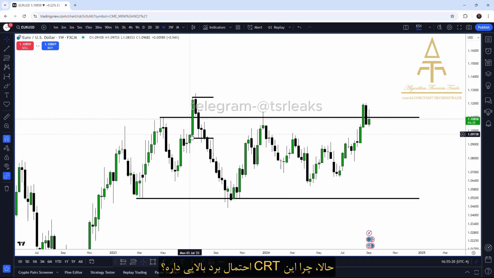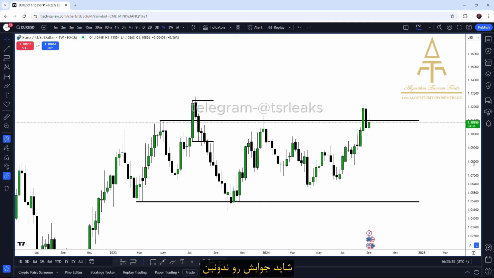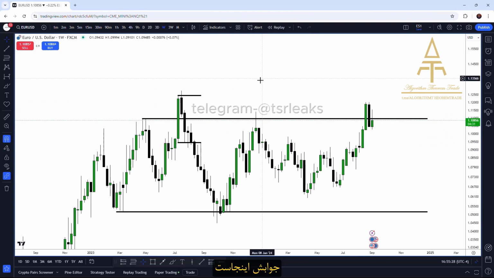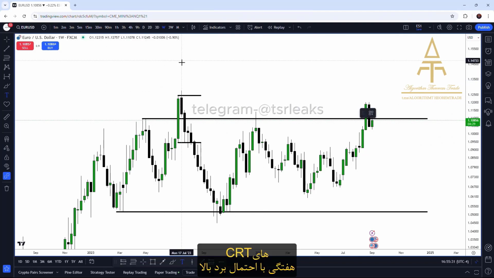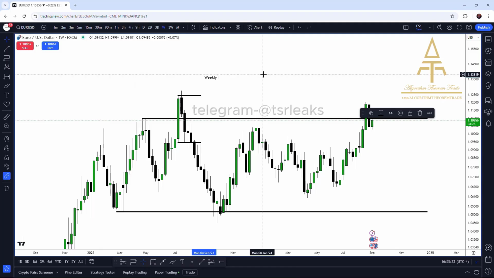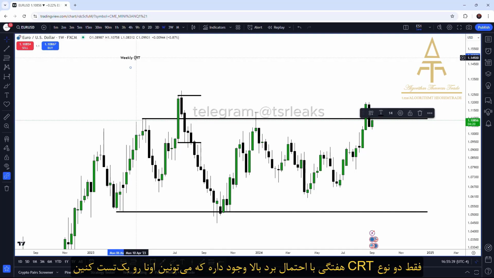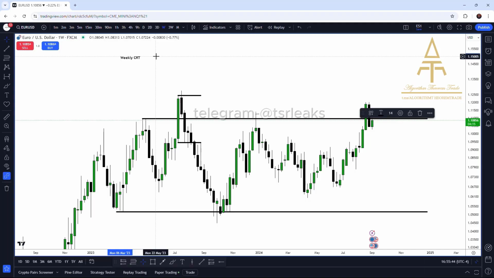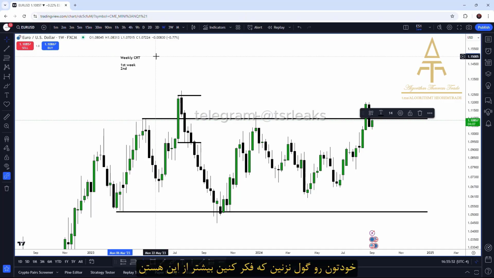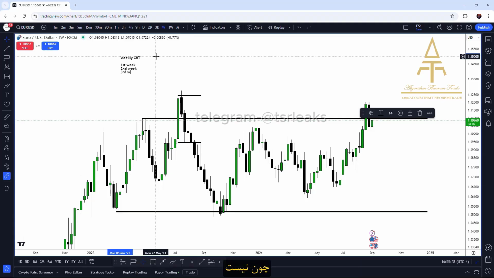Now, why is this a high probability CRT? You probably don't know the answer. There is an answer. High probability weekly CRTs. There are two high probability weekly CRTs that you can go ahead and backtest. And only two. Do not fool yourself into thinking that there are more. There is not.